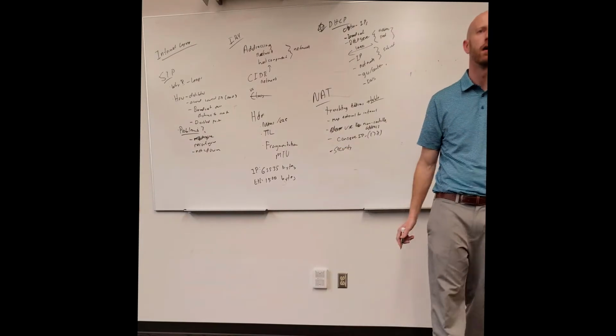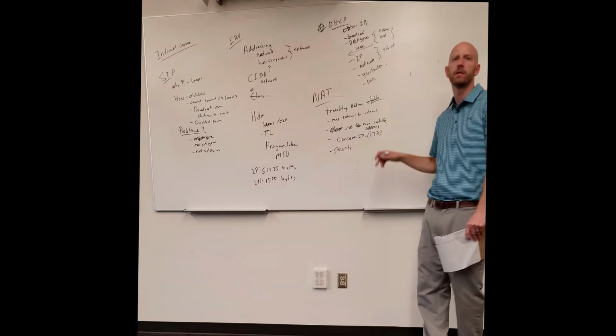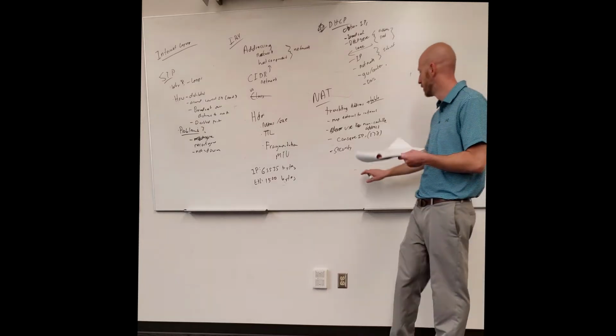What is that third item there say? Non-routable address, right? You can use these 192.10 dot whatever, 172 dot whatever ranges, or you can do real ranges too.